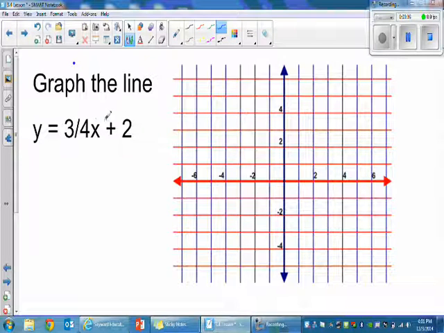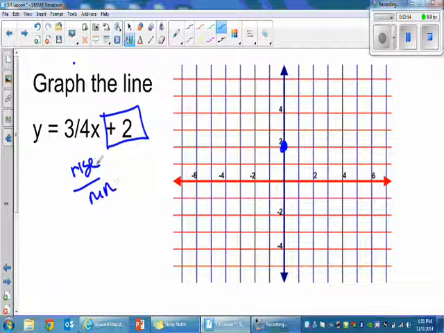Alright, I'm always going to start with the y-intercept. Well, the y-intercept is at 2, so I'm going to go to the y-axis and go up 2. Then the slope is 3/4. Remember, it's rise over run, so I'm going to be going up 3 over 4. So up 3, 1, 2, 3, over 4, 1, 2, 3, 4.